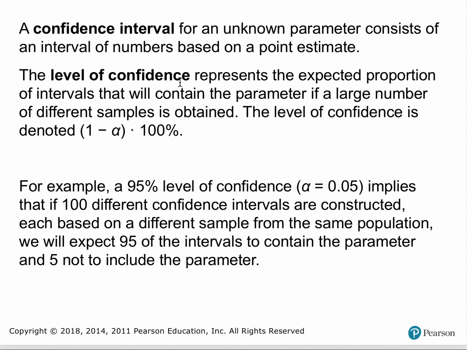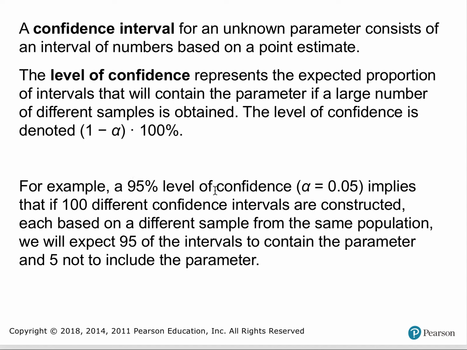Okay, the level of confidence represents the expected proportion of intervals that will contain the parameter if a large number of different samples is obtained. The level of confidence is denoted in this format, right? That's kind of the formula for it. It's going to be denoted like 95%, 90%, 99%. For example, a 95% level of confidence means alpha is 0.05. So you'd have 1 minus 0.05, so you'd have 0.95 times 100%, which gives us 95%.